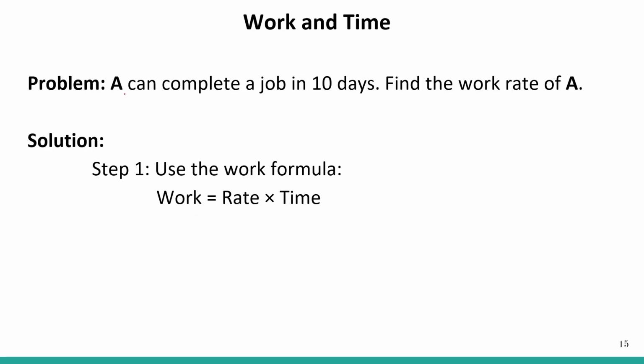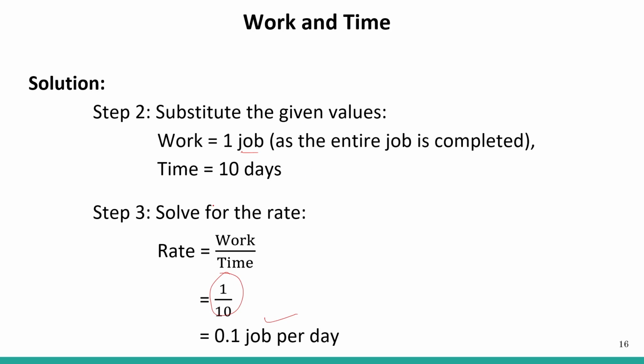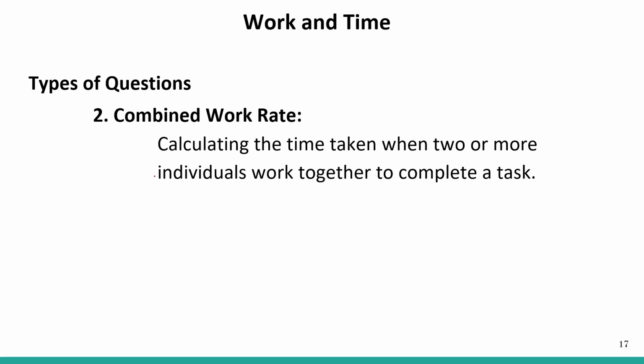So we are given a question: A can complete a job in 10 days, find the work rate of A. So the work rate of A is 0.1 job per day. Now let's see question number 2, combined work rate: calculating the time taken when two or more individuals work together to complete a task.